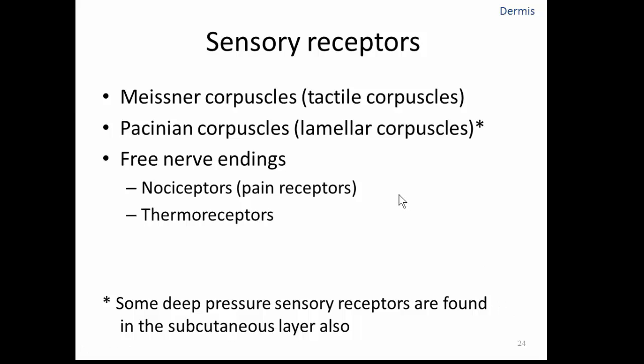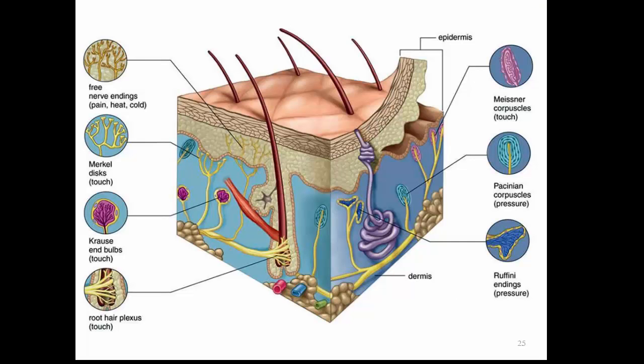One of the things that we're going to find in the dermis are sensory receptors. So sensory receptors could be things involved with touch, like Meissner's and Pacinian corpuscles, or they can be free nerve endings, which could be things like nociceptors that detect pain, or thermoreceptors that detect hot and cold. So just to show you a picture of some of these things here.